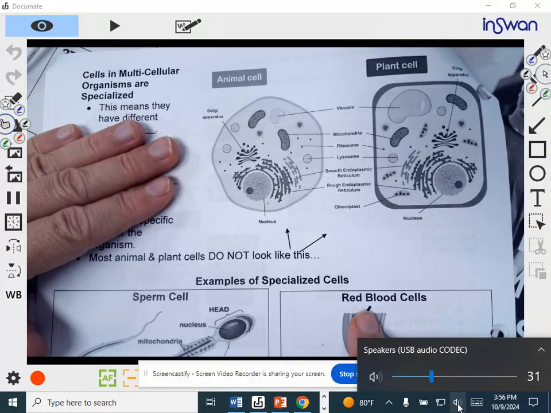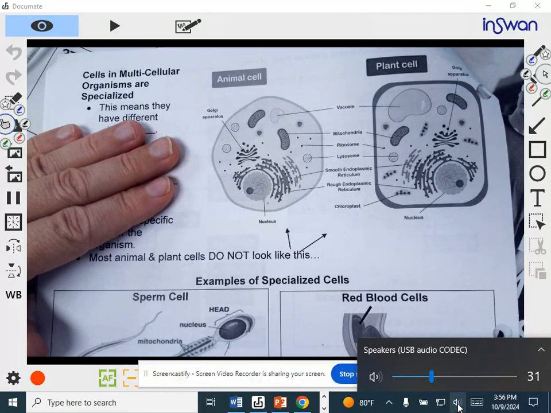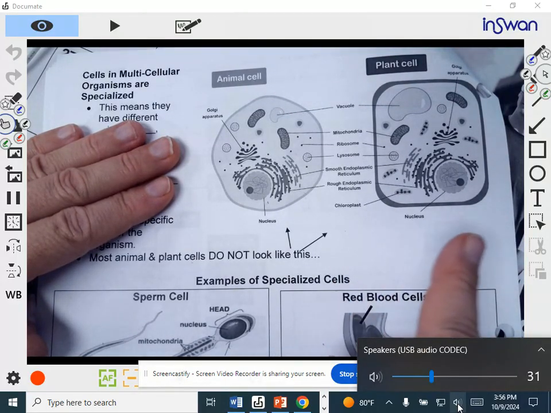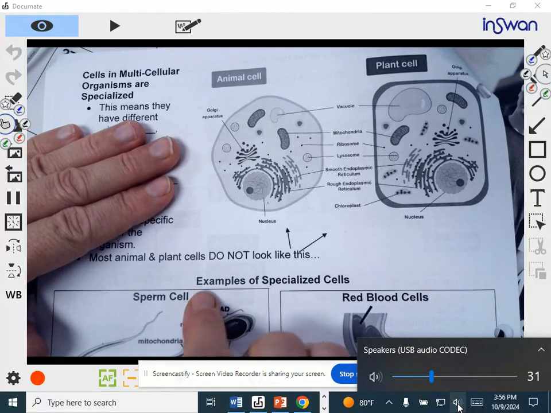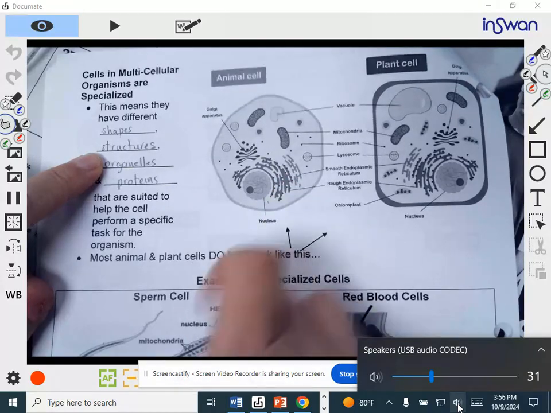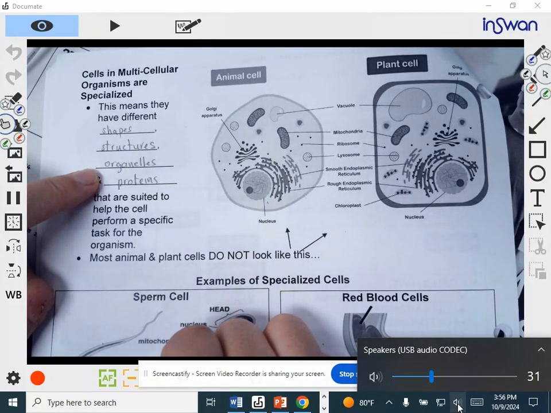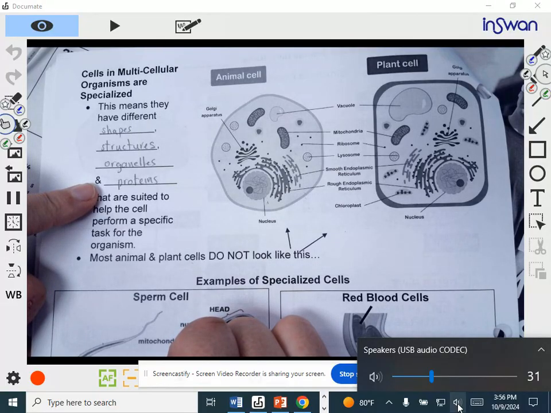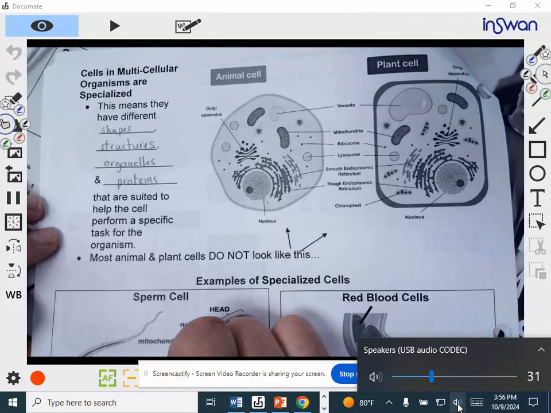So cells have different structures that allow them to do different jobs for a multicellular organism. So we're going to see that cells come in all different shapes and sizes. Cells are going to have different structures. They're going to have different organelles in the cytoplasm, and they're going to make different proteins, which is going to make them look different and be able to perform different jobs for an organism.